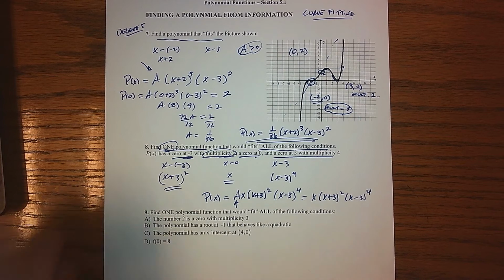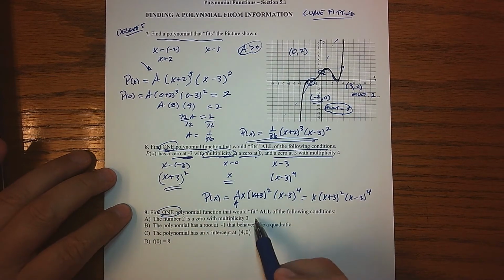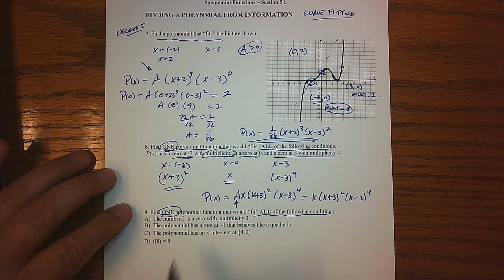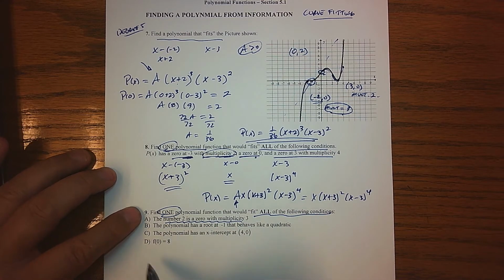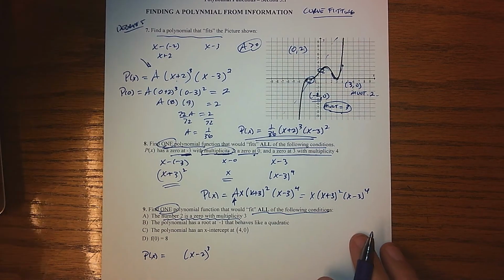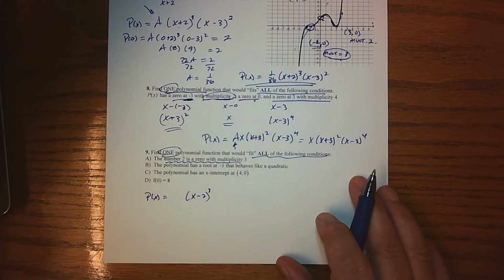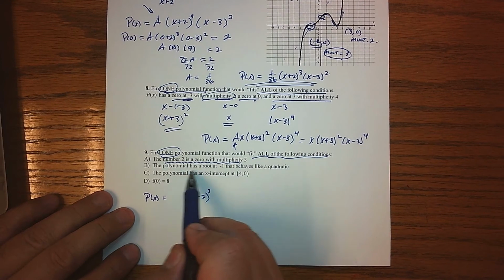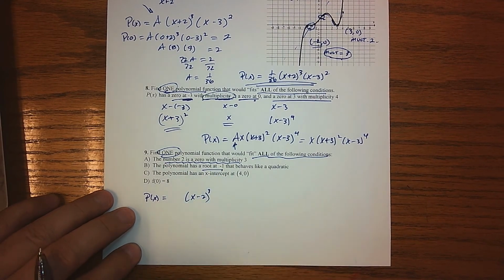So one more, again, find one polynomial that fits all the following conditions. The first one is the number 2 is a 0 with multiplicity 3. So that tells me that my p of x has x minus 2 as a factor, and it's raised to the 3rd power because its multiplicity is 3. All right. The next thing is a polynomial has a root at -1.